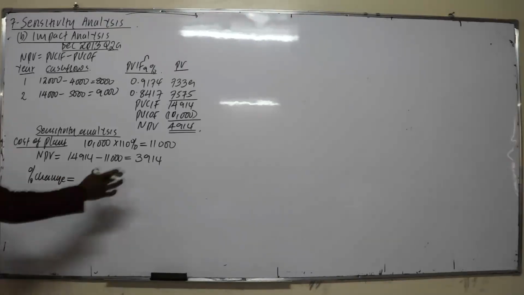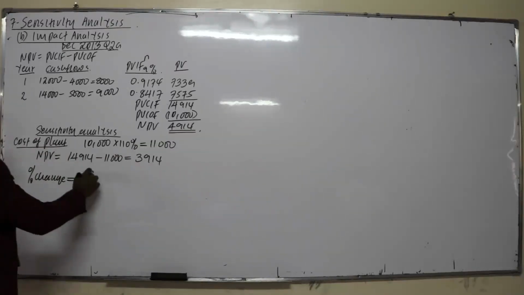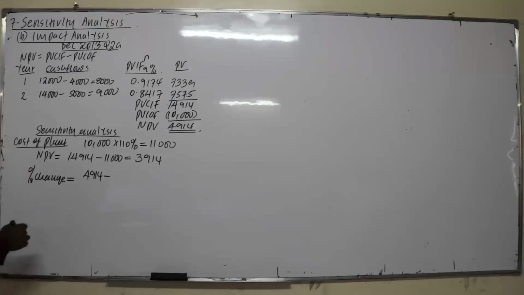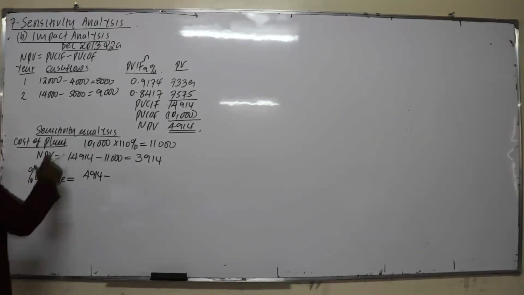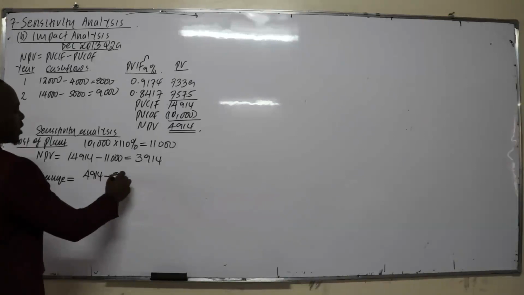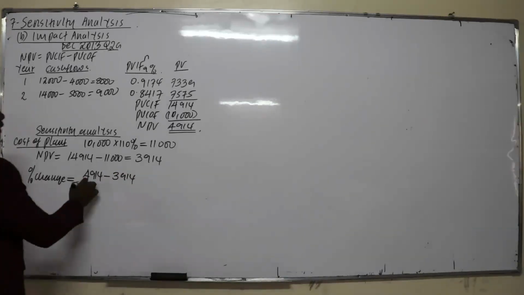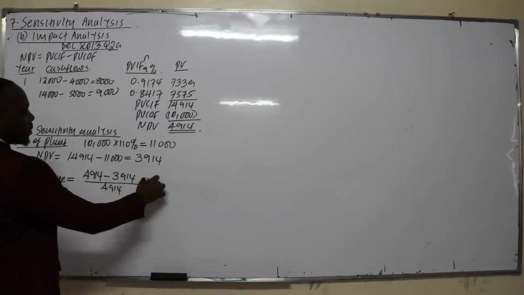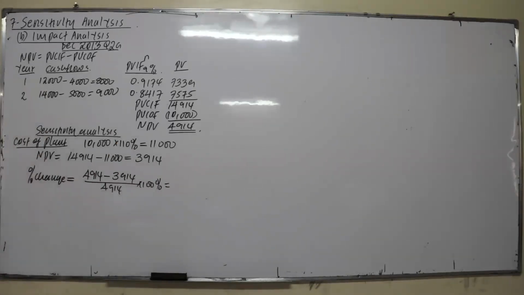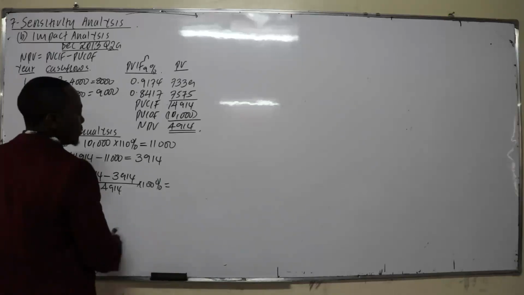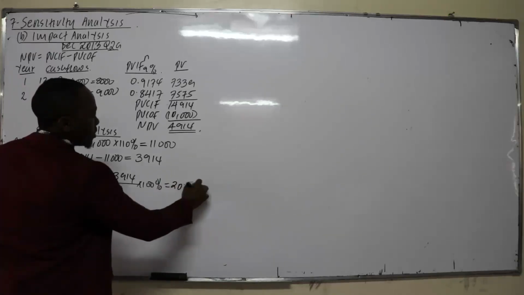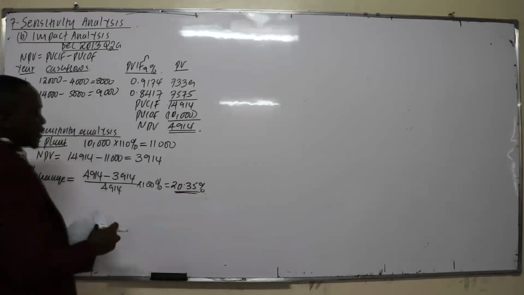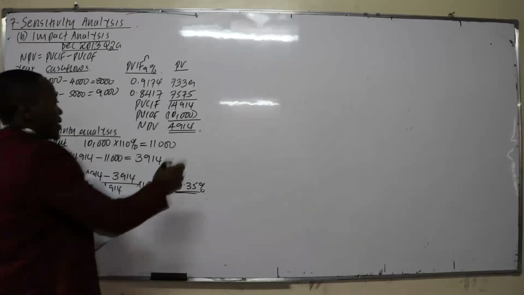Now let's compute the percentage change. The base case NPV was 4,914. Then when you change the cost of plant, the NPV reduces to 3,914, you get the change. Then you divide by the base case NPV, 4,914. Then you multiply by 100%. What do you get? Yes? 20.35%. Good.